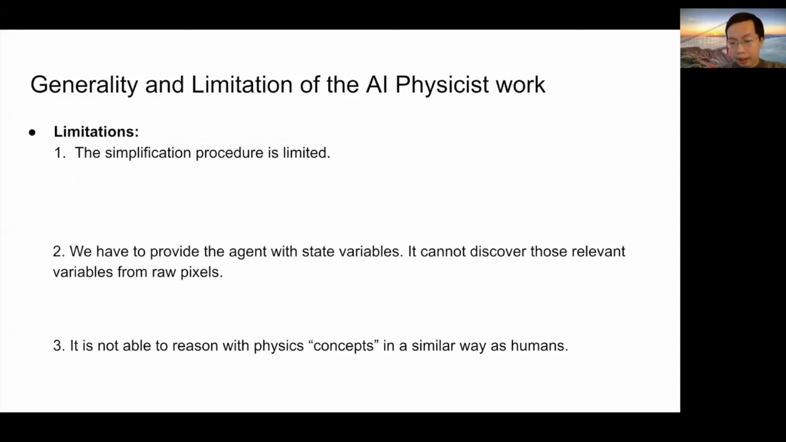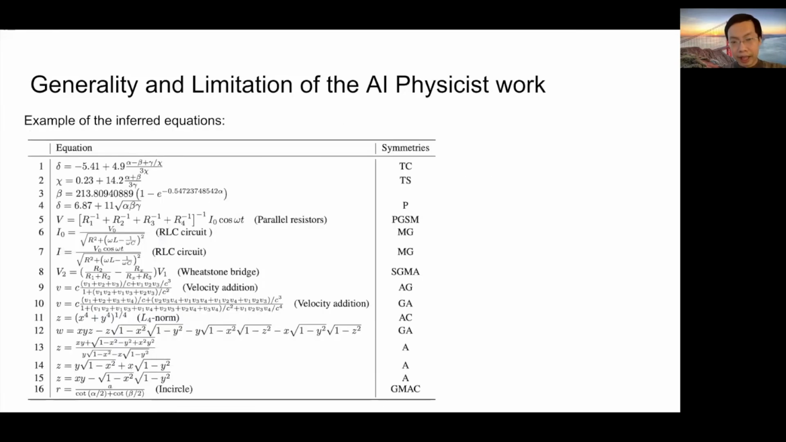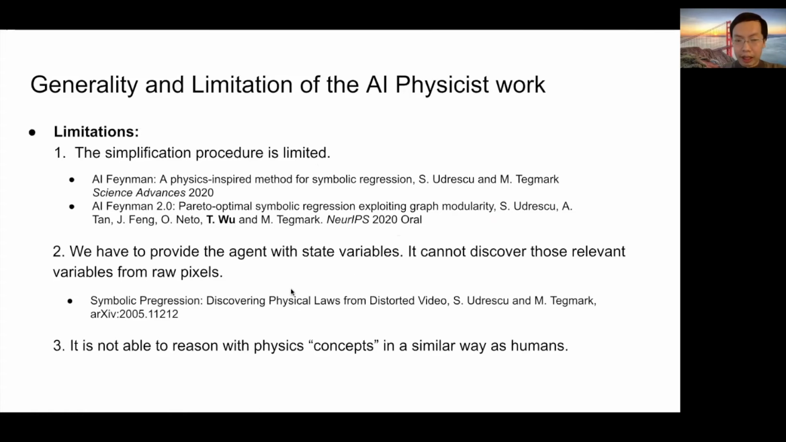So after this, the Tegmark group also did some later work that addresses these limitations. For example, in AI Feynman, they developed a very complicated and very efficient way to do symbolic regression that can discover the equations of some very complicated systems, like for example in this. And it's able to discover these very complicated physics equations and is very robust to noise. And also in this work, they also discover physics laws from this distorted video.